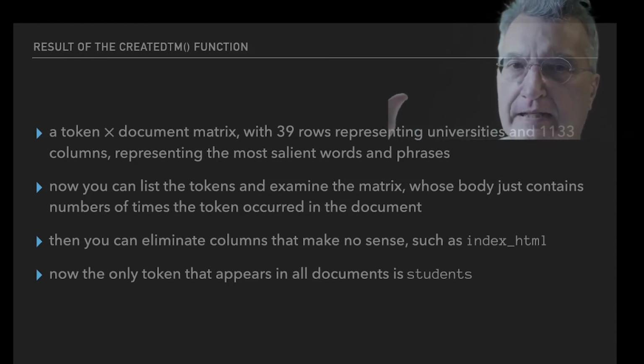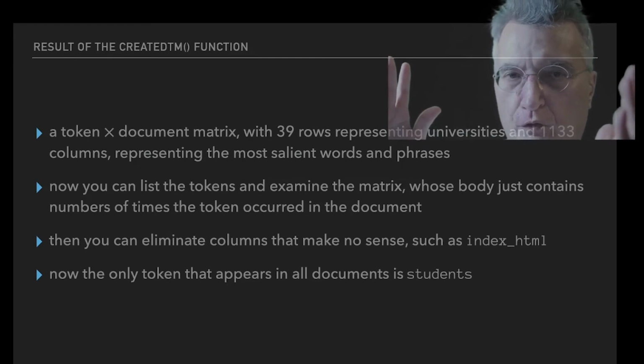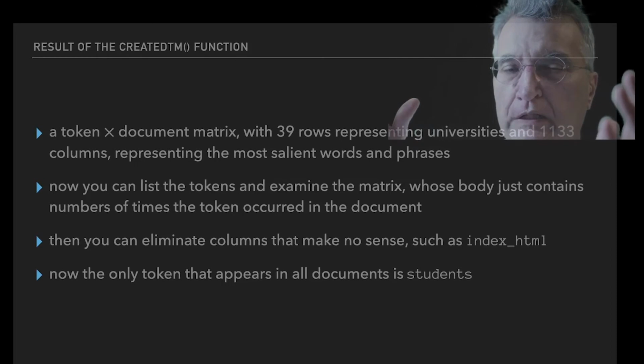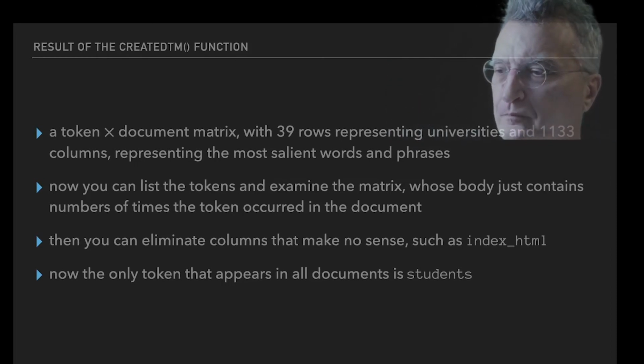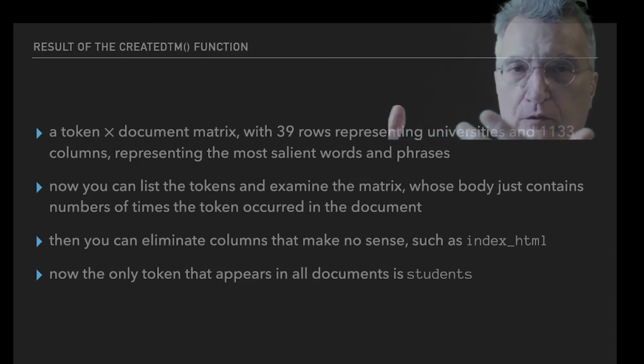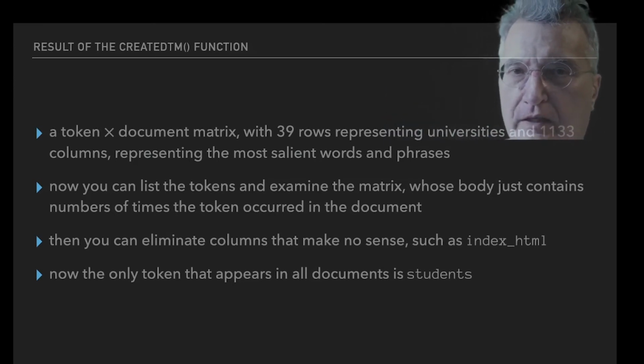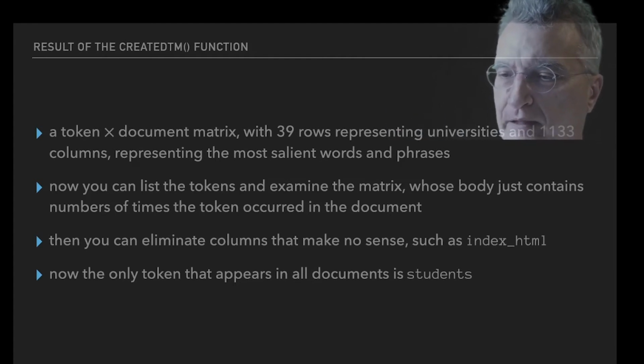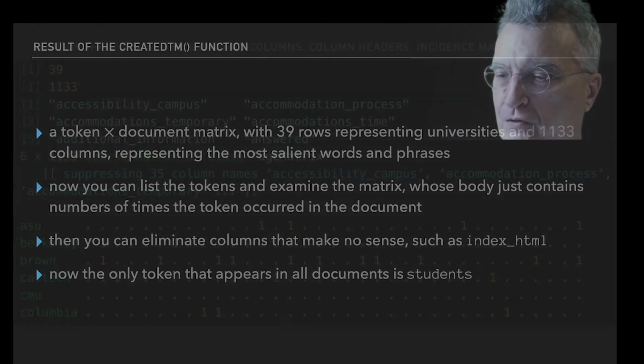So taking off both ends, the words that occur too frequently and the words that don't occur frequently enough, I end up with the salient terms, the terms that distinguish one website from another. And I examine them iteratively. I go back over this again and again to arrive at those numbers. And I'm able to eliminate columns that make no sense, like index.html, which is ubiquitous. And now the only token that appears in all documents is students, as I said.